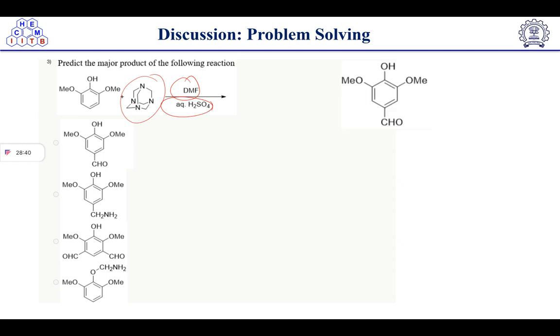For the product, you know that the para position is free. Both the ortho positions are occupied. So I told you ortho or para substitution will take place, right? So here the ortho positions are occupied, so the para position is free. At the para position, substitution will take place. So this will be your product, right? So the product is option number A.